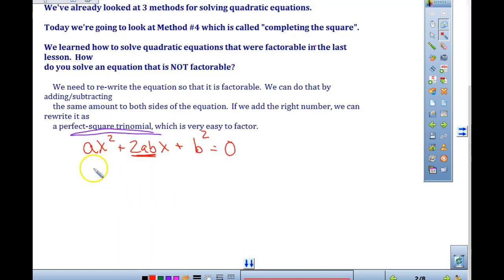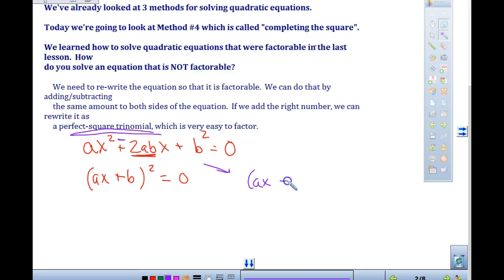Remember, when we factor this, a lot of times this is where you had your difference of two squares, where you had ax plus b squared equals 0. So if it is a plus, or sometimes you had it as a minus, if it was a minus, how did you factor it? You had ax, and then you had minus b, and you had that whole thing squared equals 0.